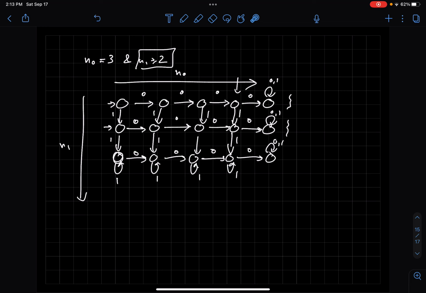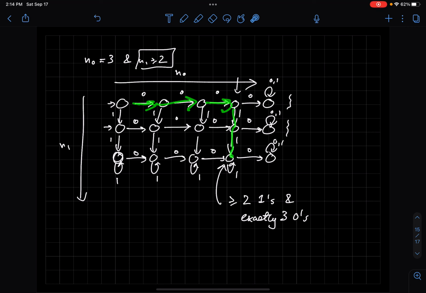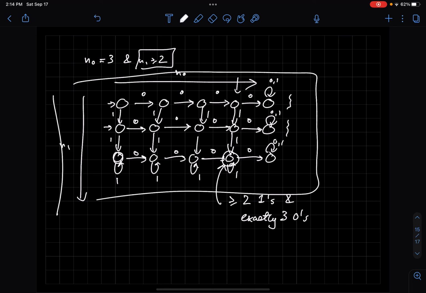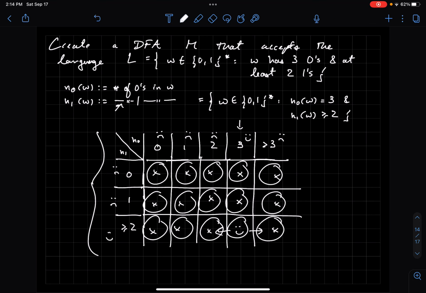And so the only place in this field that I really care about is this guy, right? Because in this guy, I know that I have at least 2 ones, and I have exactly 3 zeros, right? Because this is actually encoding all possible paths, all possible ways to get 3 zeros. I can either get 0, 0, 0, and then just a bunch of ones, or I can have maybe a first 0, then a 1, then another 0, then a 1, and then another 0. So then I have 3 zeros, and I have at least 2 ones. So then this will be my only accept state. And then together, this machine altogether is the machine that accepts the language L.